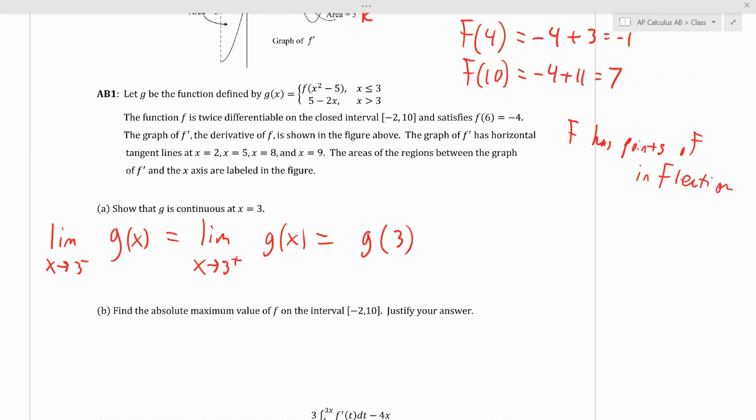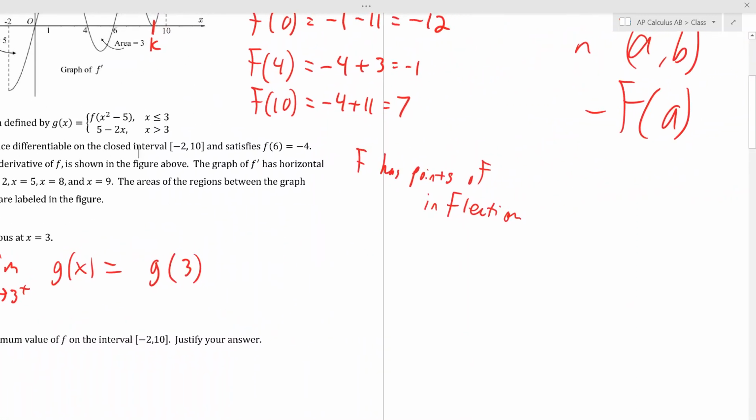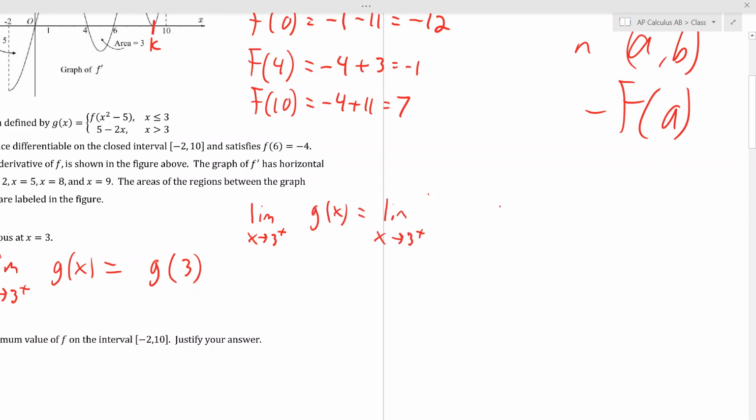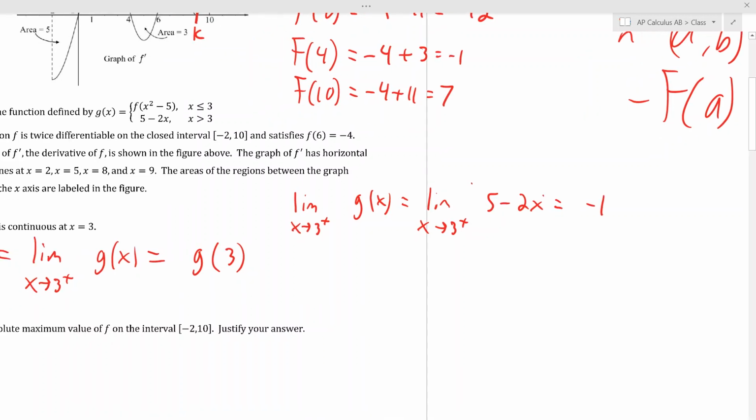The right-hand limit's easy because the right-hand limit is when x is greater than 3. So I'm going to do the right-hand limit first just because that's the easiest one. As we approach 3 from the right, we have the limit as we approach 3 from the right of 5 minus 2x. That's the function that we're on, and that equals -1. So that's the right-hand limit.